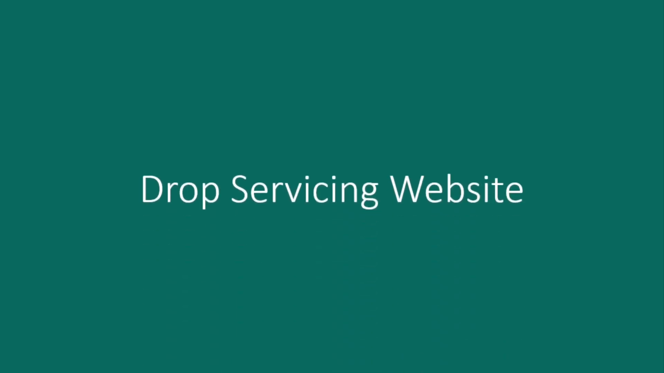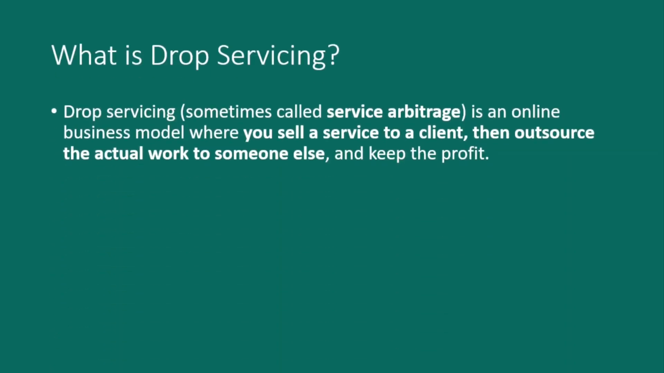In this video, I'm going to show you how you can build a drop servicing website with WordPress. Now, what is drop servicing? Drop servicing, sometimes called service arbitrage, is an online business model where you sell a service to a client, then outsource the actual work to someone else and keep the profit. Here, you don't need to do the work yourself, you only manage the client and the delivery.